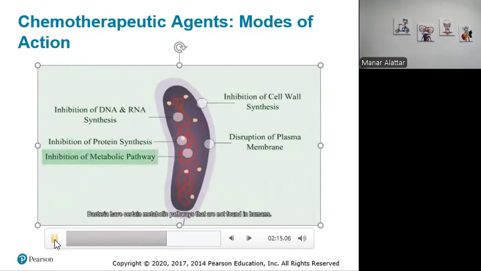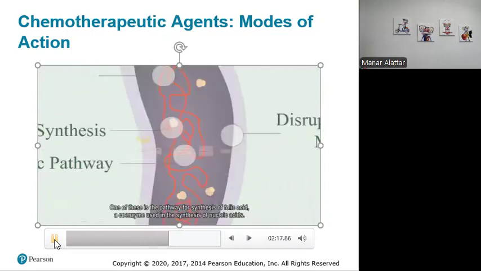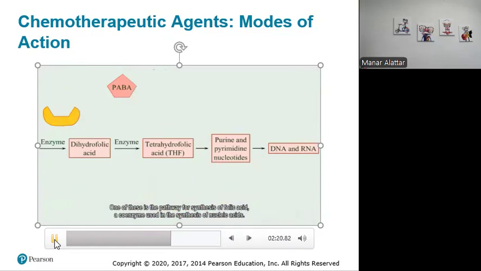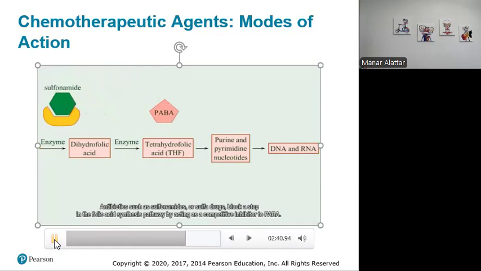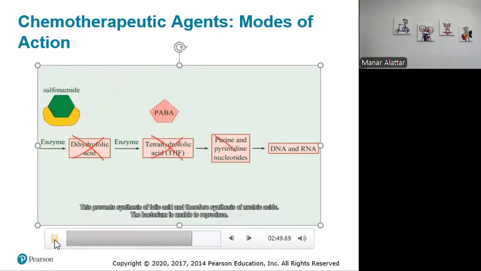Bacteria have certain metabolic pathways that are not found in humans. One of these is the pathway for synthesis of folic acid, a coenzyme used in the synthesis of nucleic acids. Humans do not have such a pathway and require folic acid as a dietary supplement. One of the substrates in this pathway is para-aminobenzoic acid, or PABA. Antibiotics such as sulfonamides or sulfa drugs block a step in the folic acid synthesis pathway by acting as a competitive inhibitor to PABA. This prevents synthesis of folic acid and therefore synthesis of nucleic acids. The bacterium is unable to reproduce.